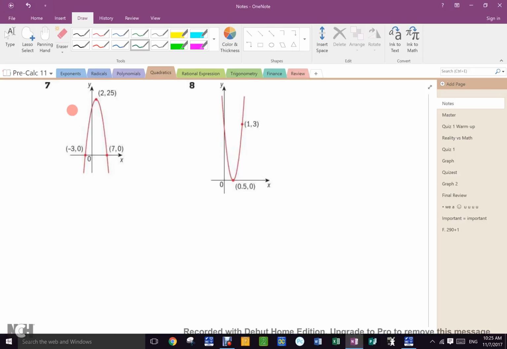How many people, if you haven't gotten to 7, just answer this question by a show of hands. How many people would use the vertex form there? 4. How many people would use the roots? 6. That's 10 of the 30 of you. The rest of you would just look at it and smile.